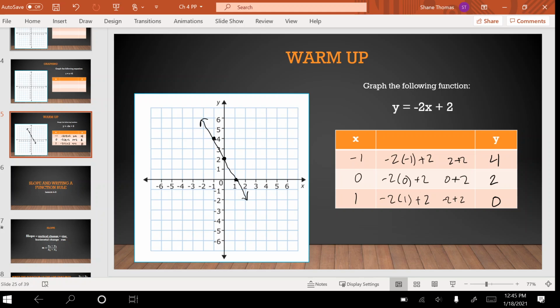Put the points on. So this was the point, -1, 4. So that was the point, -1, 4. So I'm left 1, up 4. That's my point. I have 0, 2. 1, 0. Just graph the points. Your x and y that are pairs are your points. 0 and 2. 1 and 0. Okay, there's the 3 points I just graphed.